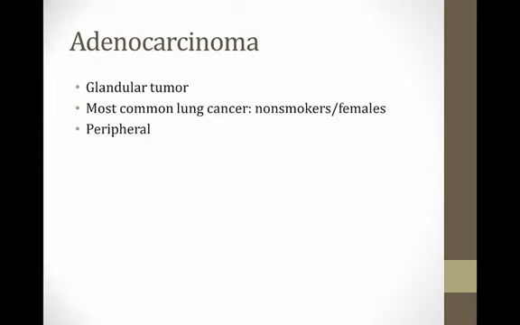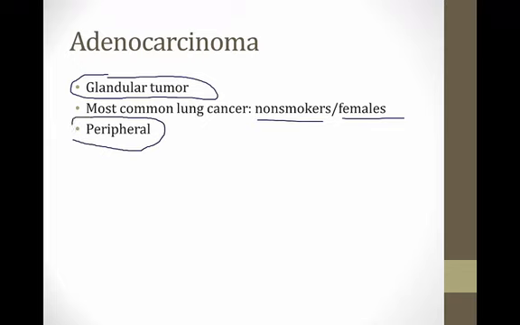Adenocarcinoma is a glandular tumor. That's why it's called adenocarcinoma. And you should know that this is the most common lung cancer in non-smokers, especially in women. So if you see a tumor that's in a non-smoker, especially if it's in the periphery of the lung, it's almost certainly an adenocarcinoma, especially on your boards.